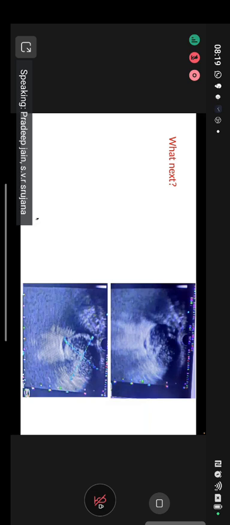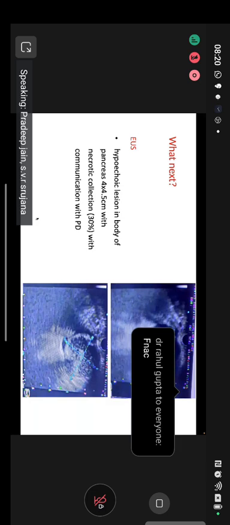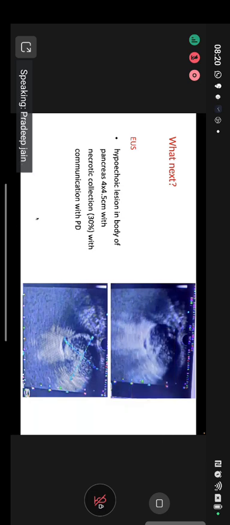What is EUS? Endoscopic ultrasound. And what do you do with that? Fluid aspiration for analysis of CEA and amylase. On EUS, it was a hypoechoic lesion in the body of the pancreas, 4 by 4.5 centimeter, with necrotic collection, and they showed a communication with the PD. That was a doubtful communication, but they suggested there is a communication.